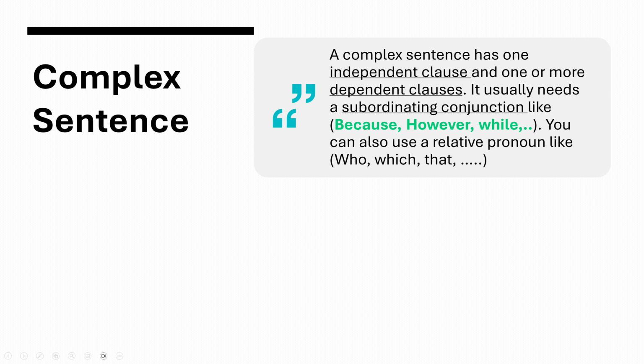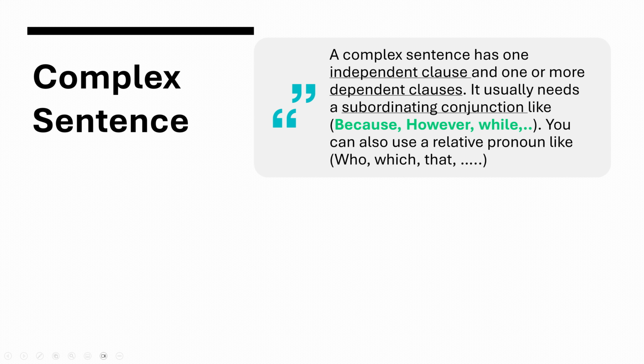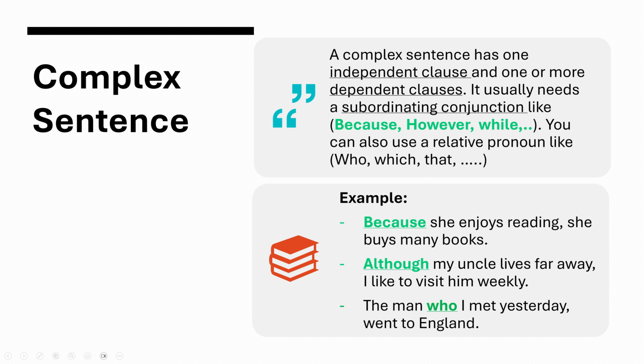Now let's see number three, the complex sentence. In that condition, a complex sentence is actually an independent clause with a dependent clause. And now you have to differentiate between both of these. An independent clause is just like we have just seen here: she enjoys reading, she writes stories. These are called independent sentences. But when you write a dependent sentence, you will notice that it cannot stand alone. Let's see that here. Because she enjoys reading, she buys many books.